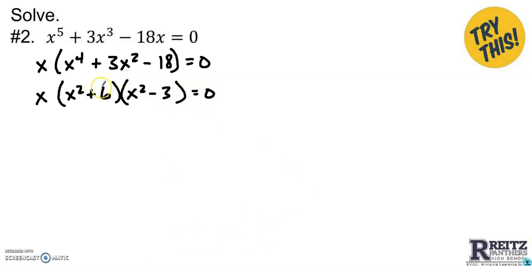Are either one of those factorable more? Not really. This one isn't even a difference at all. This is a difference, and this is a square term, but 3 really isn't. So we're kind of just done with the factoring. But what I can do now is apply the zero product property. Either this equals 0, which, hey, that's one of my answers, or this equals 0, or this equals 0.